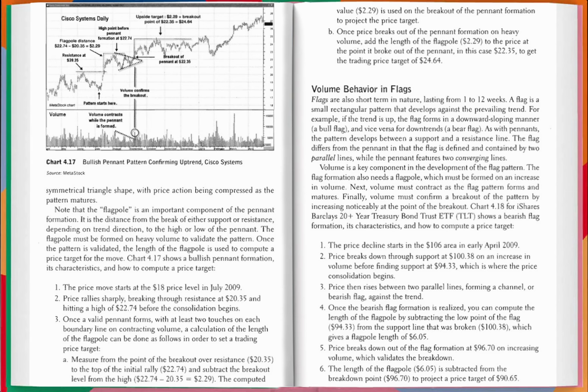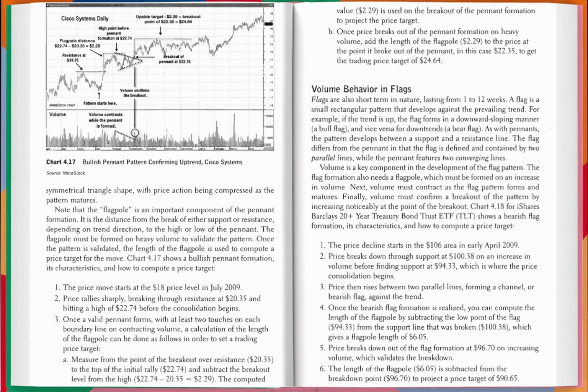Chart 4.17 shows a bullish pennant formation, its characteristics, and how to compute a price target. 1. The price move starts at the $18 price level in July 2009. 2. Price rallies sharply, breaking through resistance at $20.35 and hitting a high of $22.74 before the consolidation begins. 3. Once a valid pennant forms with at least 2 touches on each boundary line on contracting volume, a calculation of the length of the flagpole can be done as follows in order to set a trading price target.